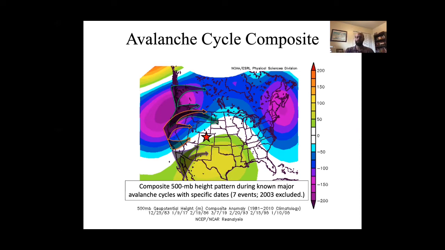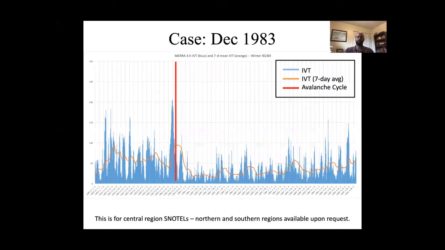So the next thing I want to do is look at this in another way. What I'm going to do now is look at, for those 8 events, or at least the 7, excluding the Texas upper low case, the IVT during the whole season. So this runs from November 1st to the end of April. For each of these seasons, I'm going to look at the IVT in blue. Again, this is at that central region grid point closest to that SNOTEL station. I'm going to look at when the avalanche cycle was in red, and I'm going to look at the 7-day average IVT in orange. I'm going to see if we can draw any conclusions from this.